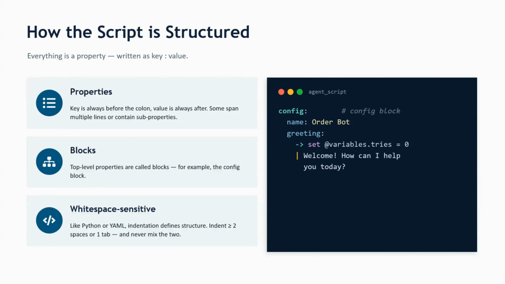So how is the script structured? It has various blocks, which we will talk about in detail in upcoming videos. It has properties and blocks. When I say properties, you will find the whole script very similar to YAML or Python, a key value pair. That's where I'm coming from, right? If you see the example on the right side, you have name and then colon, order bot. So it's a key value pair. Then again, greeting, and then you're greeting it with some message. Whereas for blocks, you will have a system block, config block, variables block, subagent block, then connections block, knowledge block, right?